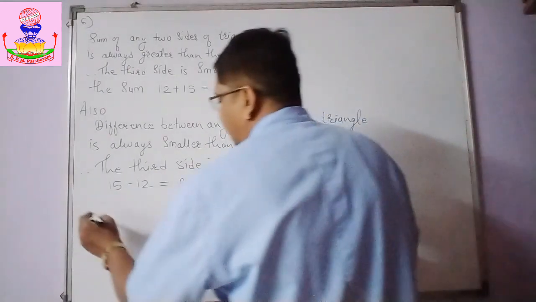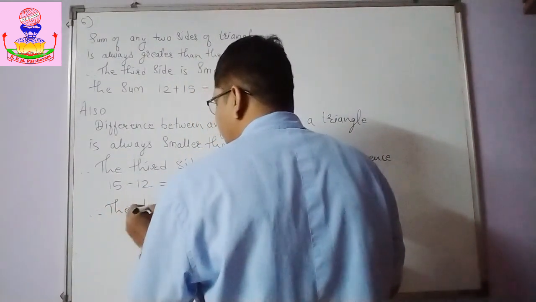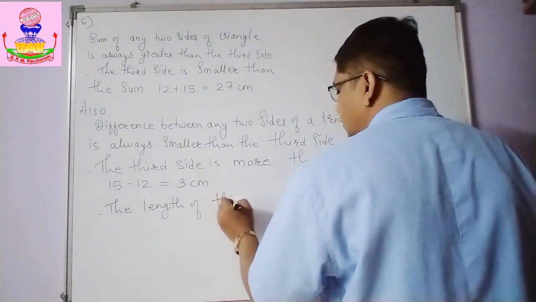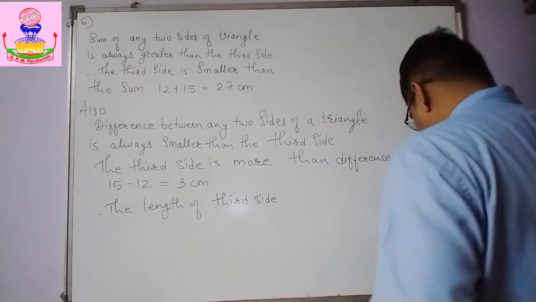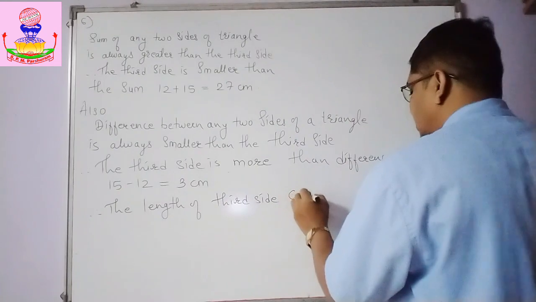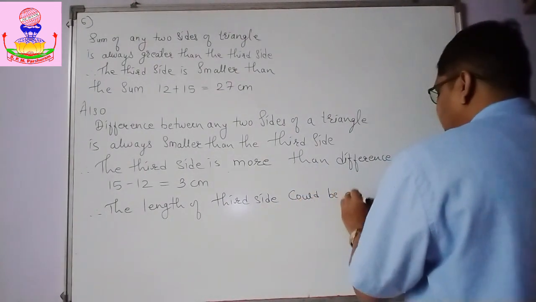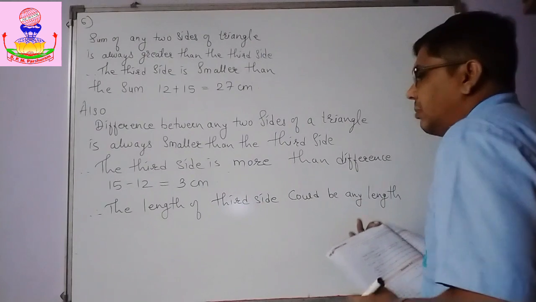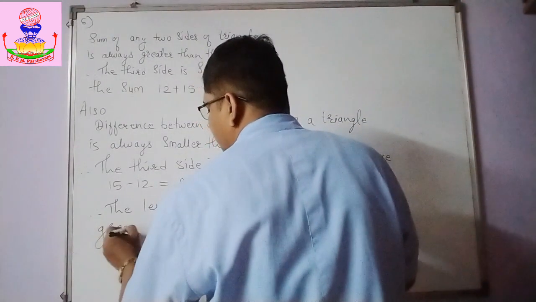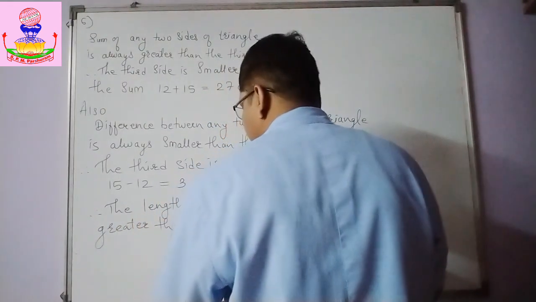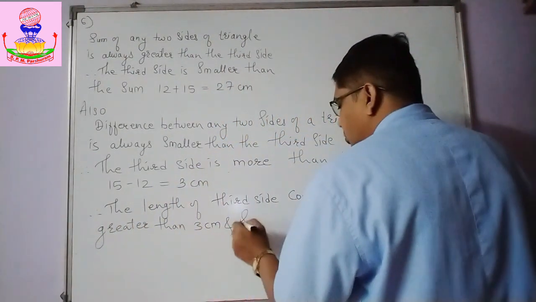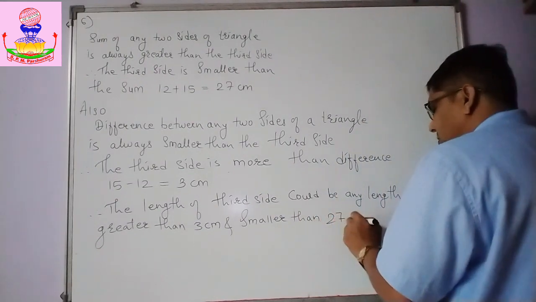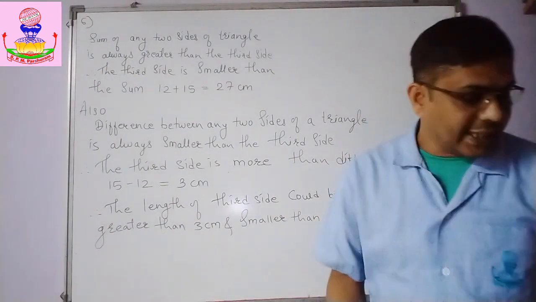And so, our final answer. Therefore, the length of the third side could be any length greater than 3 centimeters and smaller than 27 centimeters. Okay, that is the required answer.